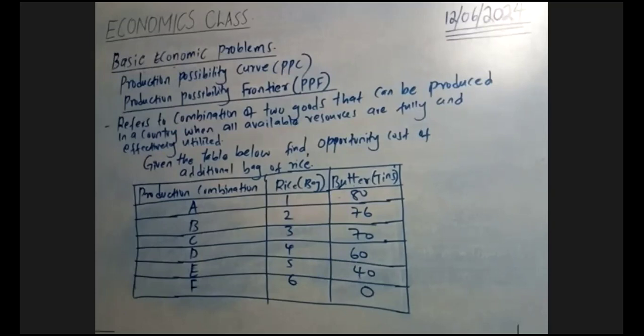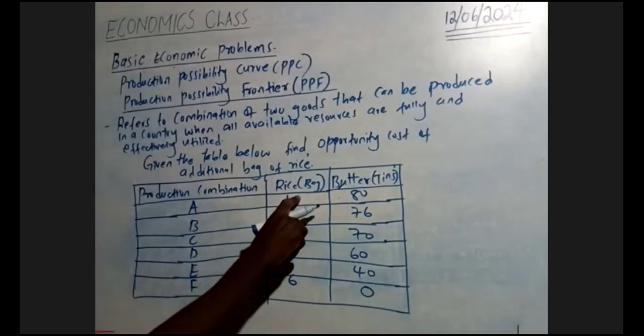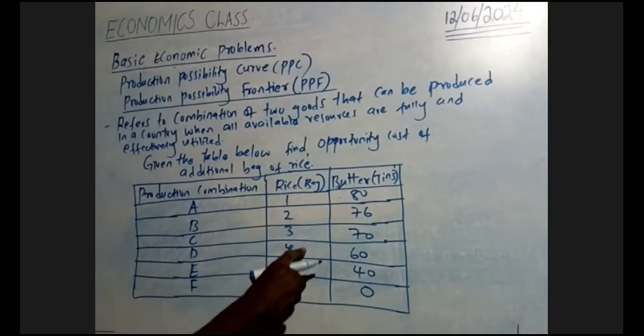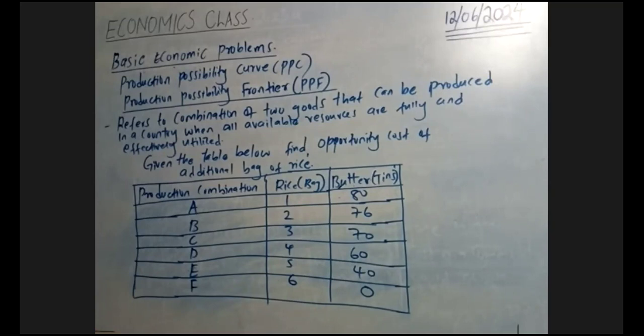So we have the production combination. We have A, B, C, D, E, F. We have rice in bags, so 1 bag of rice, 2 bags, 3 bags, 4, 5, and 6 bags. Then we have the number of butter in tins. So we have 80 tins, 76, 70, 60, 40, and 0. Now, you are required to come up with the opportunity cost of producing an additional bag of rice.